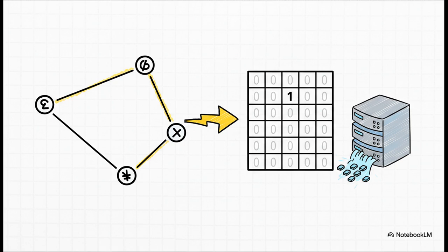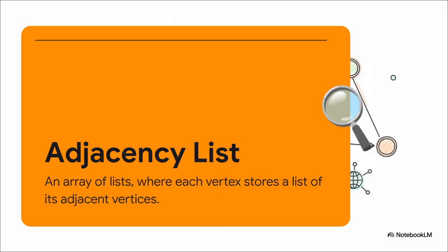Imagine this grid for something like Facebook. You'd need a row and a column for every single user. That's billions of rows and billions of columns. You get a matrix so gigantic you couldn't possibly store it, especially since most of it would be filled with zeros. So what's the alternative?